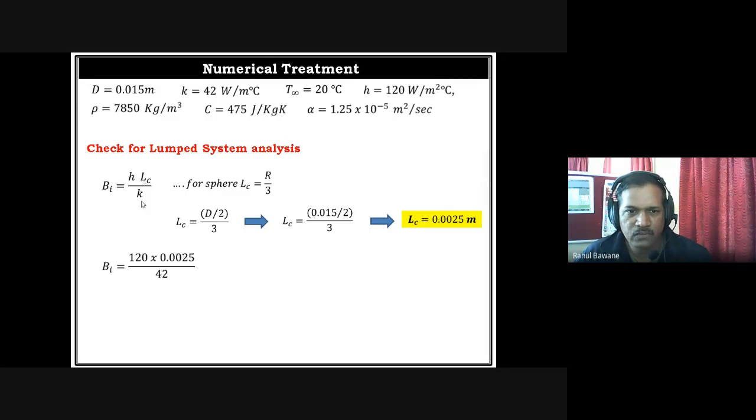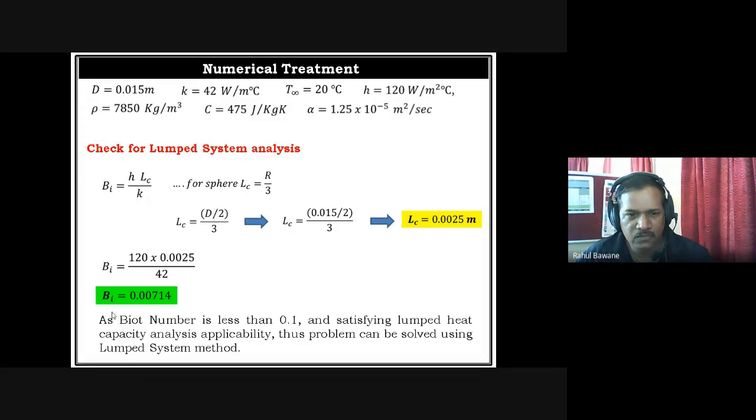Put this value: H is 120, characteristic length 0.0025, divided by thermal conductivity 42. So the Biot number comes to 0.00714, and definitely it is less than 0.1. Our justification: as the Biot number is less than 0.1, the lump heat capacity analysis is applicable, thus the problem can be solved using the lump system method.